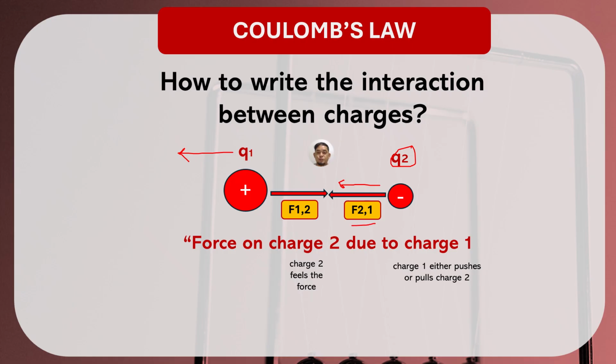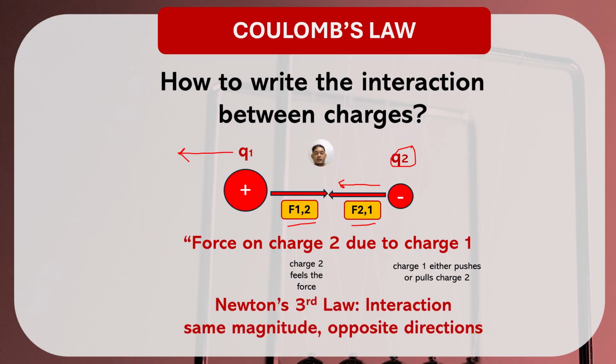Force on 2 due to charge 1, or force on charge 1 due to charge 2, and vice versa. It's just like Newton's third law. It's the interaction, meaning the same magnitude, the same values, but opposite in direction. One is going to the right, the other is going to the left. So it's like the interaction, or the third law of motion.